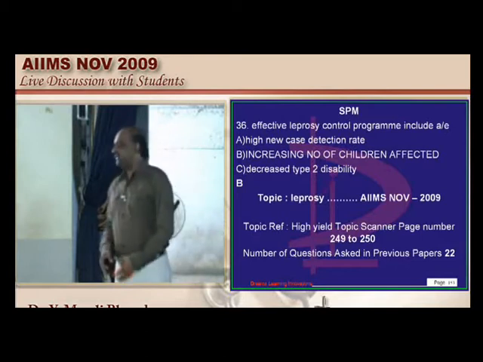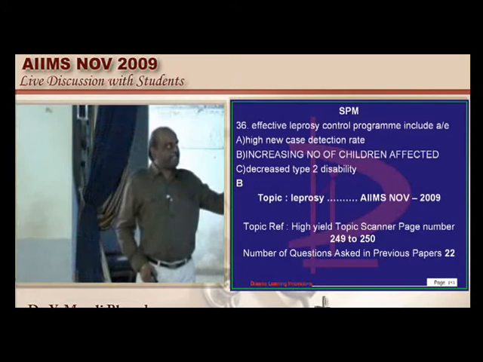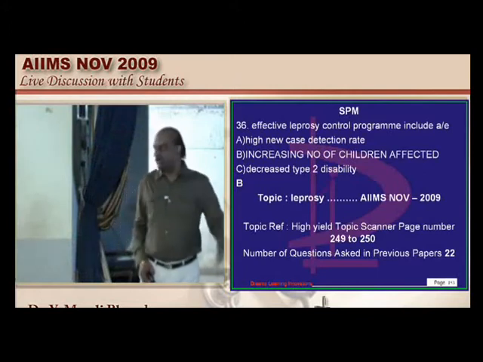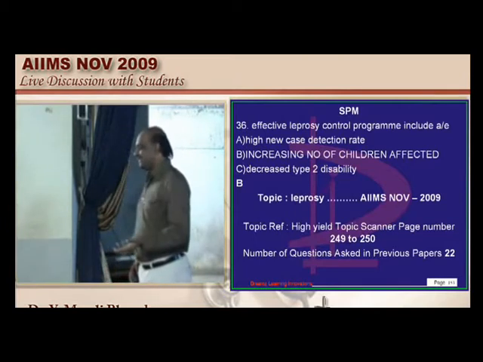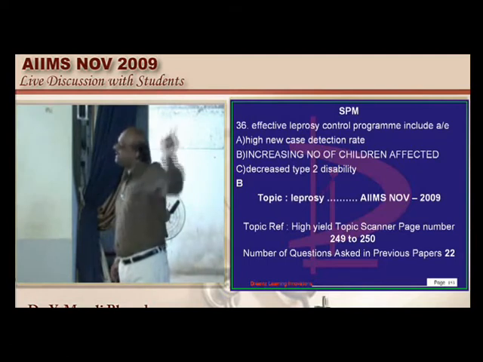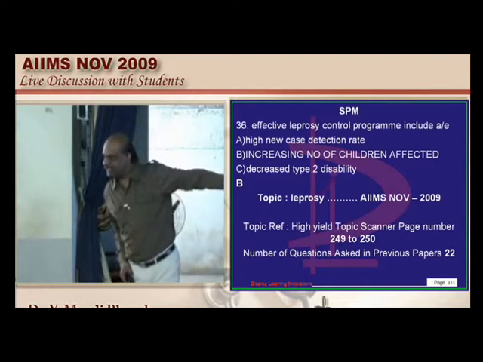But the examiner asks a very simple question. For a leprosy control program, what is the goal? Definitely the goal will not be to increase the leprosy among the children. How can it be a goal? I wonder, is it a question in the real entrance? How many have really answered in AIIMS? Was it the same question?